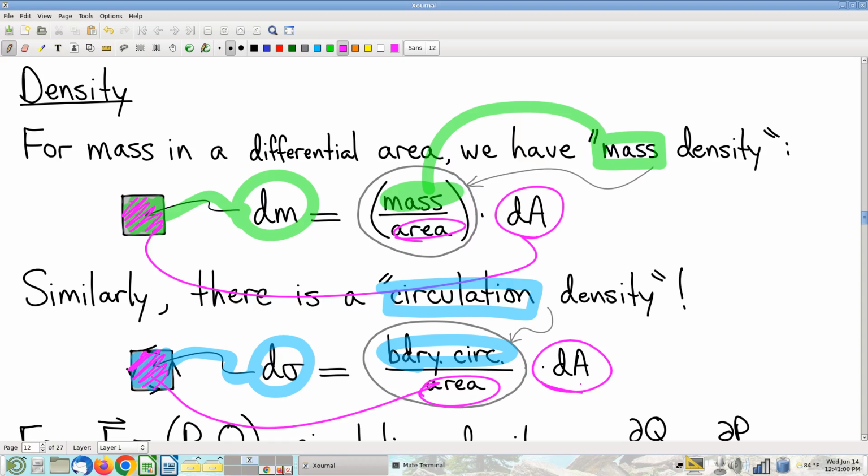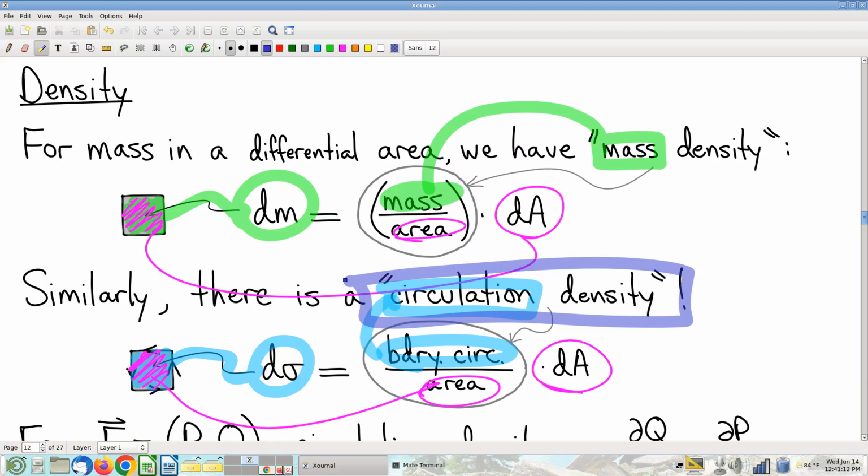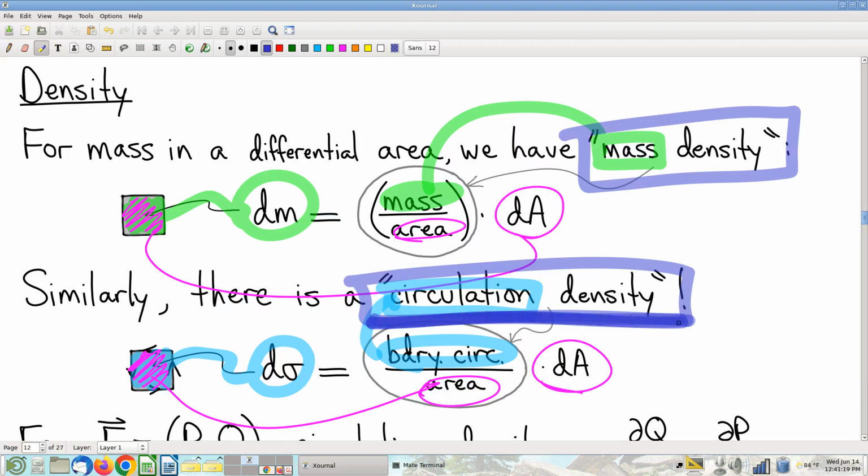And in the same way that the above is called mass density, I think it's very believable that what we have here is going to be called circulation density. Totally analogous to the idea of mass density. And this is a really important concept, this idea that we can not only view circulation as being an accumulating quantity, but that we can therefore view it as having locations, and therefore we can talk about an associated notion of density. Everybody with me?